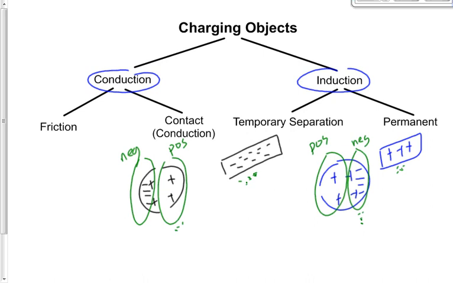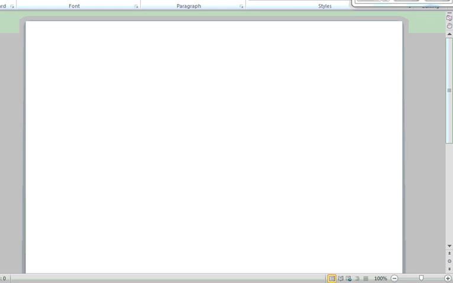All right, this is temporary, because when we take this thing away, what happens? They just go back to where they were before, right? How do we make it permanent? How do we make this permanent?